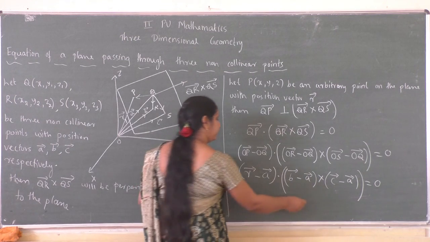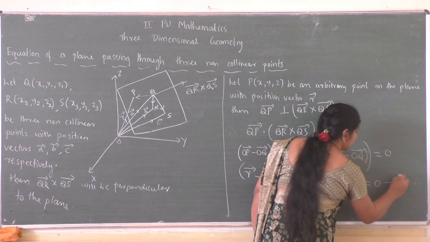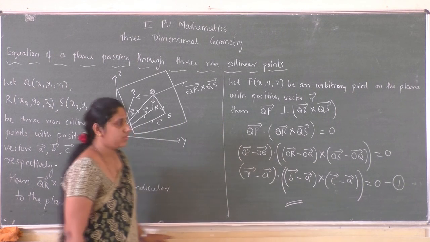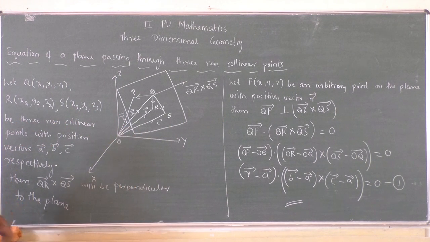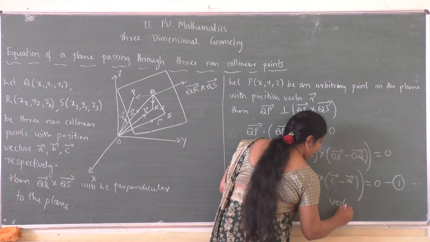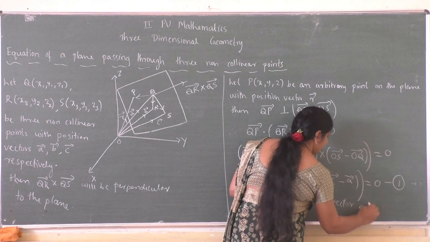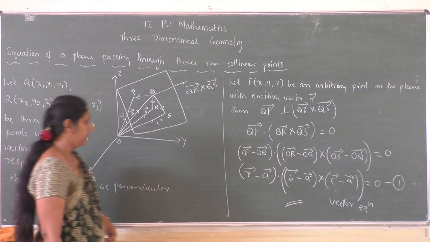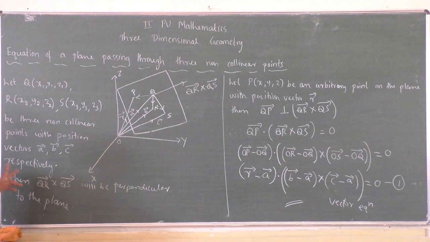So I will take this as equation 1. This equation 1 is the vector equation of the plane passing through three non-collinear points. So this is the required vector equation of the plane. What we have to do is consider three non-collinear points. If we consider collinear points, then there exist infinitely many planes passing through them. So we have to consider non-collinear points here.